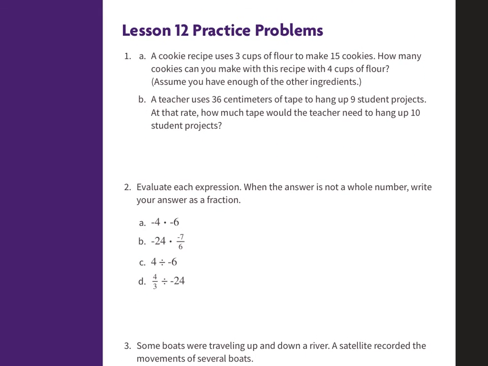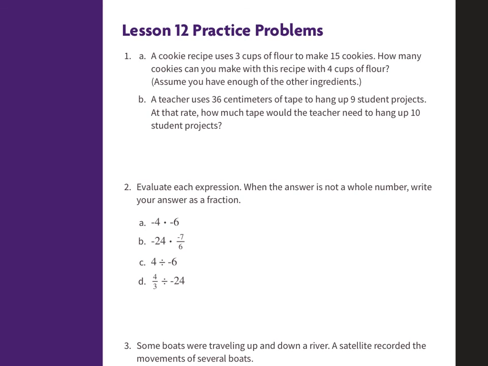Your assignment is just number 1 and number 2 in your book. A cookie recipe uses 3 cups of flour to make 15 cookies. How many cookies can you make with 4 cups of flour? Okay, so figure out how many cookies you can make with 1 cup of flour, and then just times that by 4. A teacher uses 36 centimeters of tape to hang up 9 student projects.